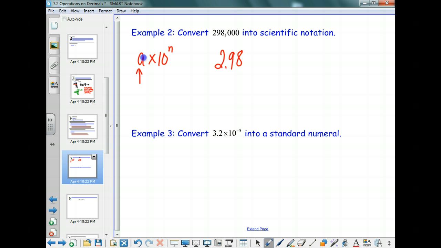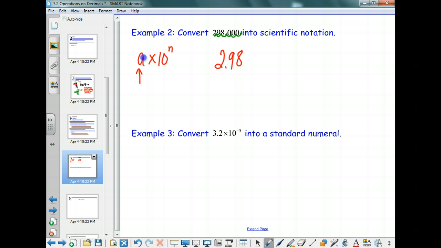2.98. Okay, that's going to be a number between 1 and 10, right? For sure. And the decimal point originally was where? At the very end. I don't actually see it written in, but it's right here. So if I start at the very end and count the number of places that I moved the decimal, 1, 2, 3, 4, and 5. I moved it 5 decimal locations, right?